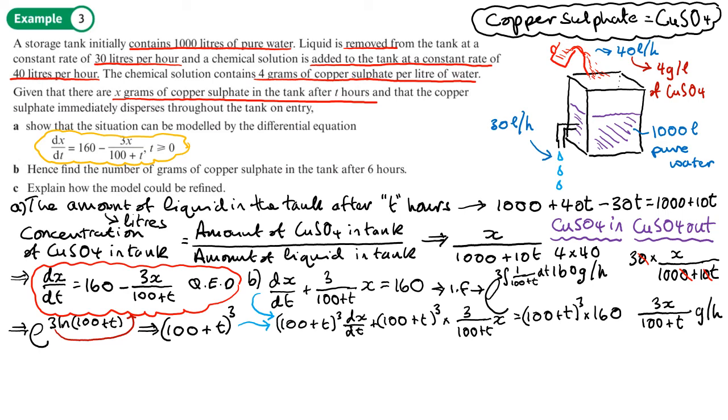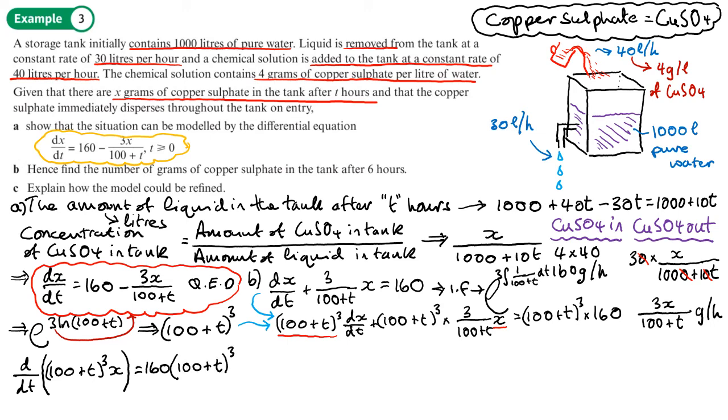So I need to identify my u and v. So u is always going to be here beside the dx/dt, and there's my v. So that left hand side is what we get when we differentiate with respect to t this product, 100 plus t all cubed x, equal to 160 times 100 plus t all cubed.